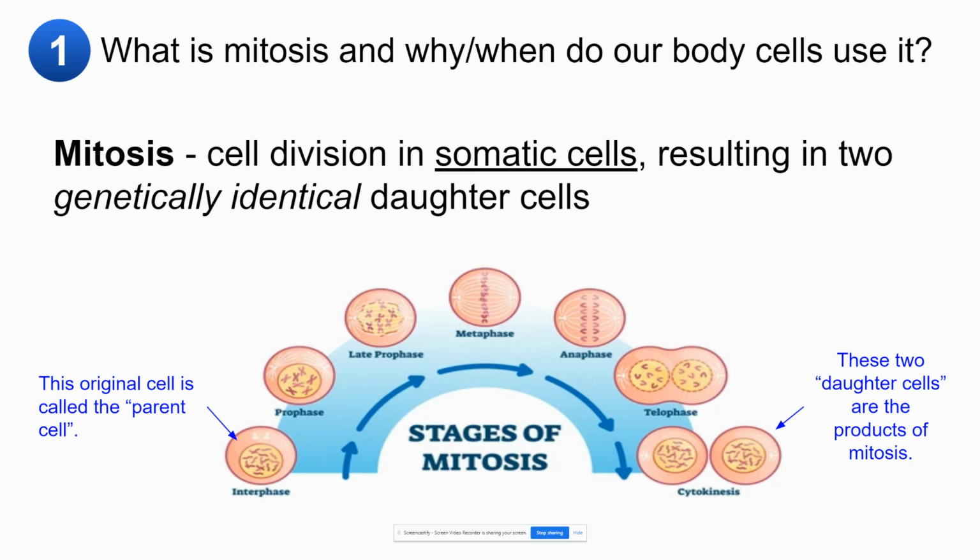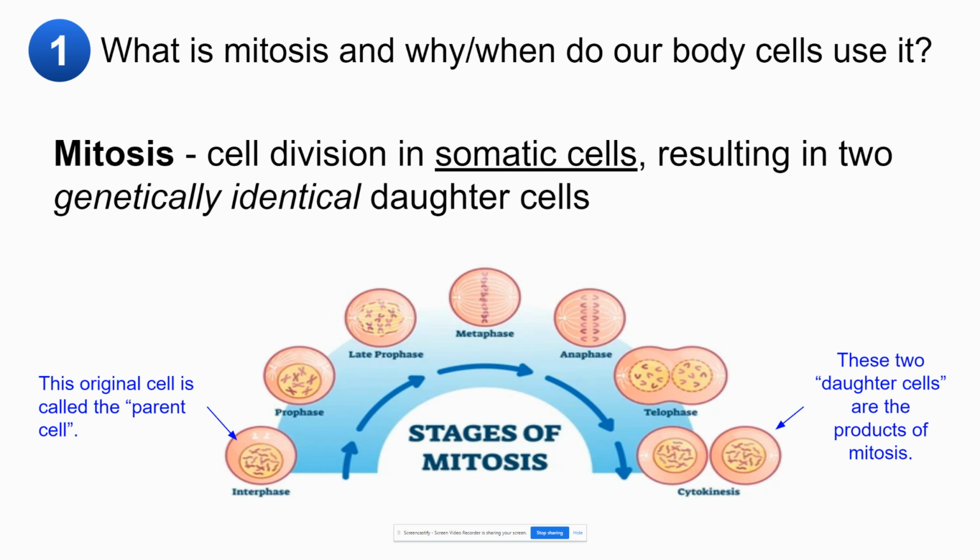The two daughter cells created at the end of this process should have the exact same DNA, the same amount of DNA, and the same types and amounts of organelles. They should be clones of each other. So genetically identical means that they have the exact same DNA, and they're the same ultimately in every which way. The other term, daughter cells, just refers to the two cells that are the products of cell division.